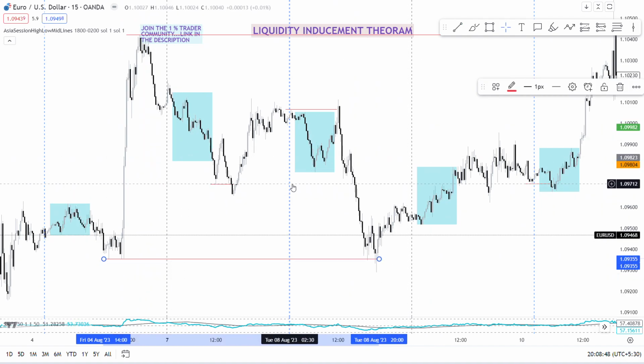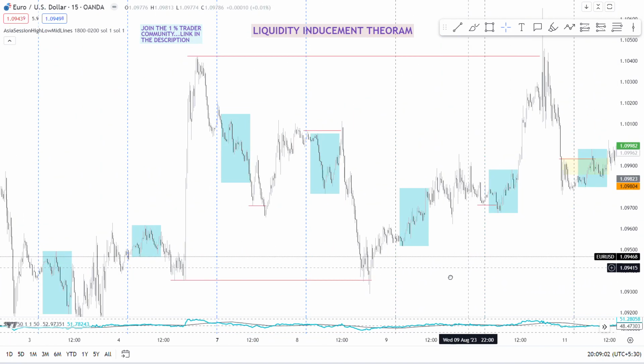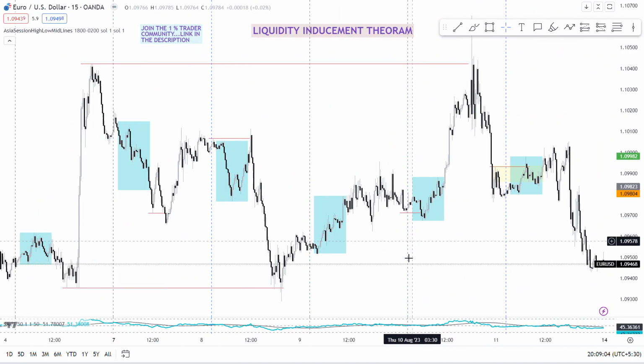These vertical lines are called session timings. I use ICT's session timings. It will indicate the day's highs and lows. I just use it to mark the day's highs and lows, the session breaks. See here, the previous day liquidity is taken out and the price pushed up to this liquidity.